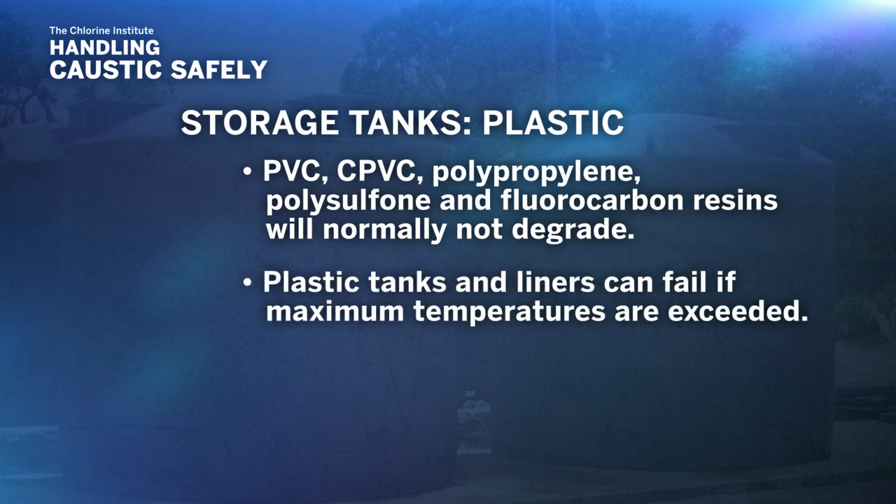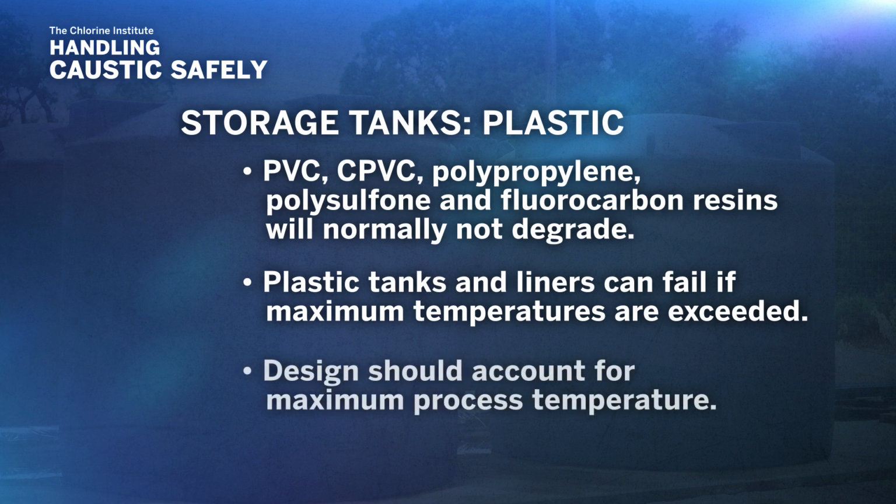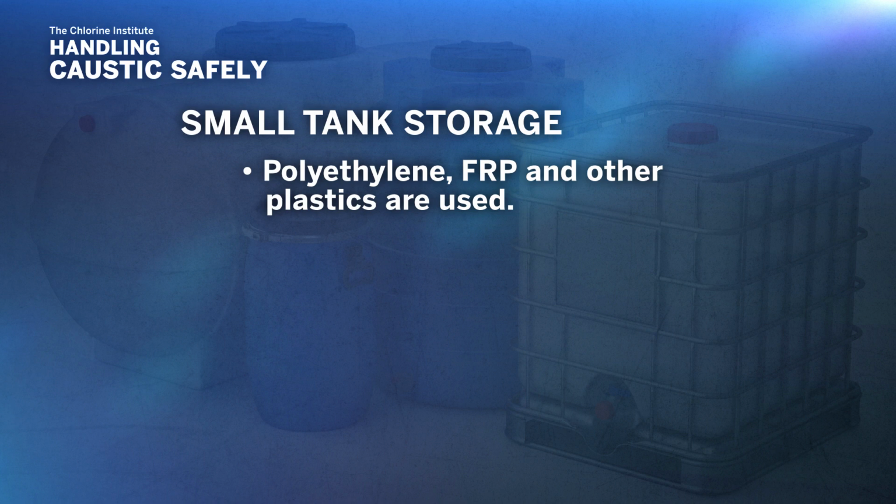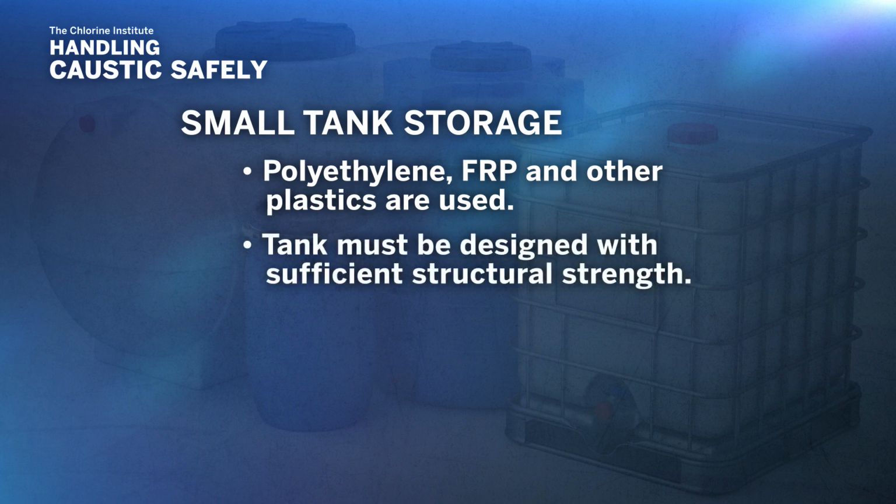Plastic tanks and liners can fail if maximum temperatures are exceeded. Therefore, design should take into consideration the maximum process temperature. Many plastics like polyethylene and FRP fabricated storage tanks have been used for small tank storage applications. It is important the tank be designed with sufficient structural strength for the caustic stored.